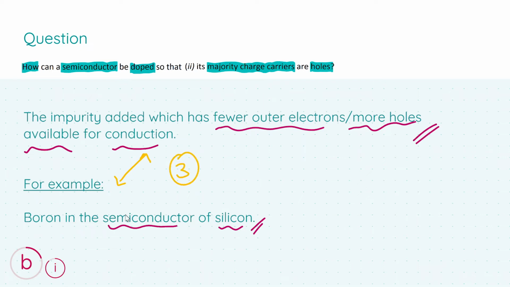Now, when we have fewer outer electrons in this added impurity, like the boron, when this impurity, which is an atom, covalently bonds with the atoms of the semiconductor material, there will be a vacancy or a gap in the lattice of the material, since this impurity has fewer electrons to covalently bond with the semiconductor material. For example, boron has 1 less outer electron in its outer shell than silicon, so when it's covalently bonding, there's going to be an extra hole lying around. And if you had enough of them, we're going to have the majority charge carriers as holes.